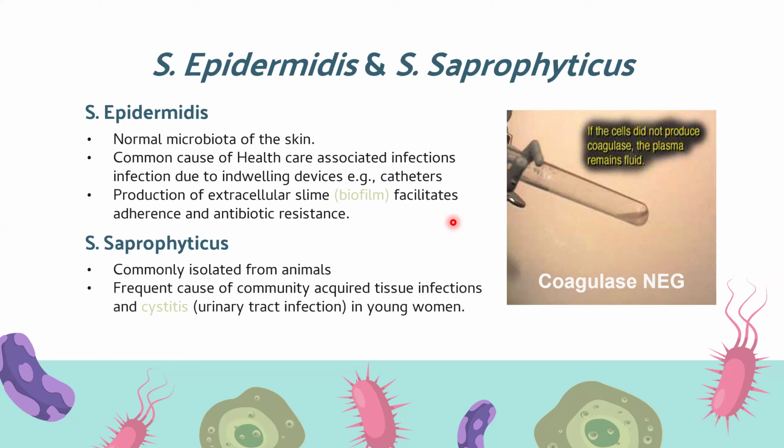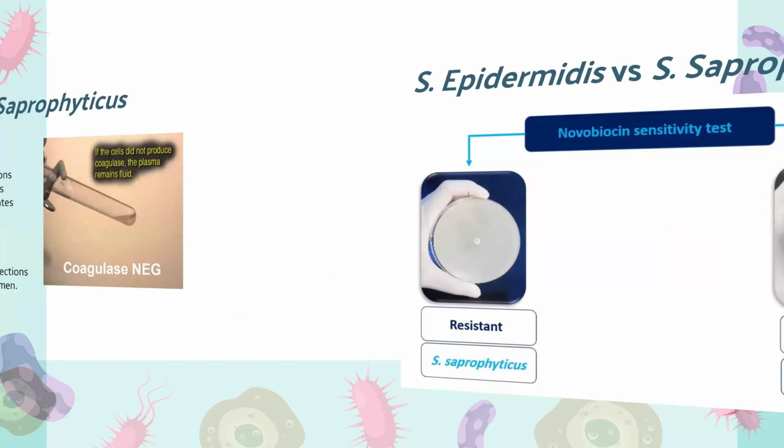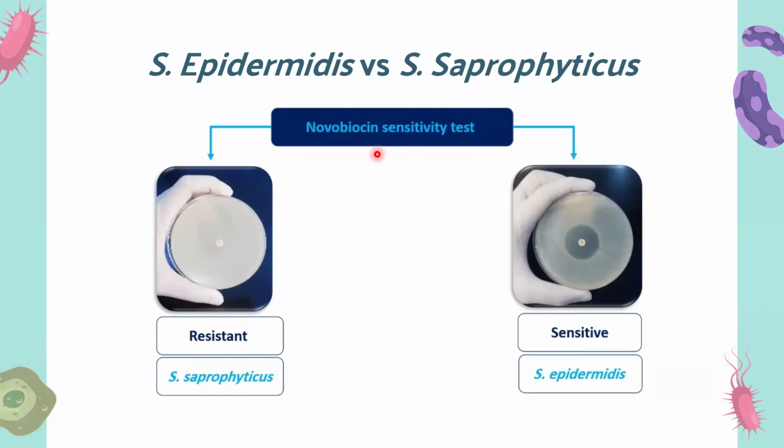Now, how would I be able to tell the difference between staph epidermidis and staph saprophyticus, since both of them are coagulase negative? The way that I can achieve that is through an antibiotic sensitivity testing, also called a novobiocin sensitivity test. Novobiocin is a type of antibiotic that I'm going to place onto a dish with this cultured organism. Okay, now at this point, I know this is catalase positive, coagulase negative. I've seen that it's gram positive cocci under the microscope. What can it possibly be?